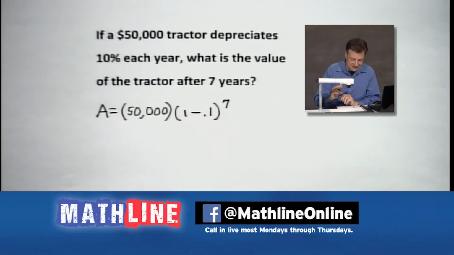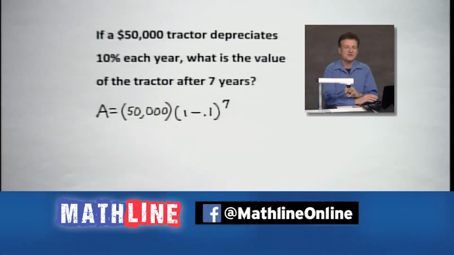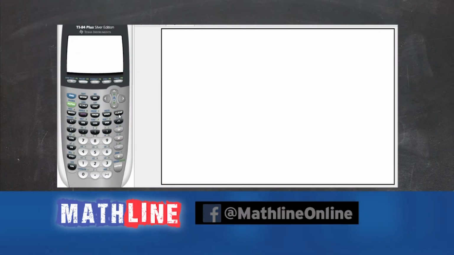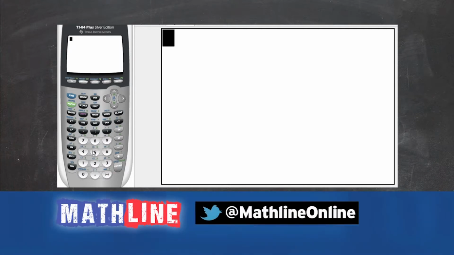So let's test this out and see what happens. Go to the calculator, guys. Let's see what we've got here. We have, let me clear off this other part first. That was from our last one. We got $50,000.